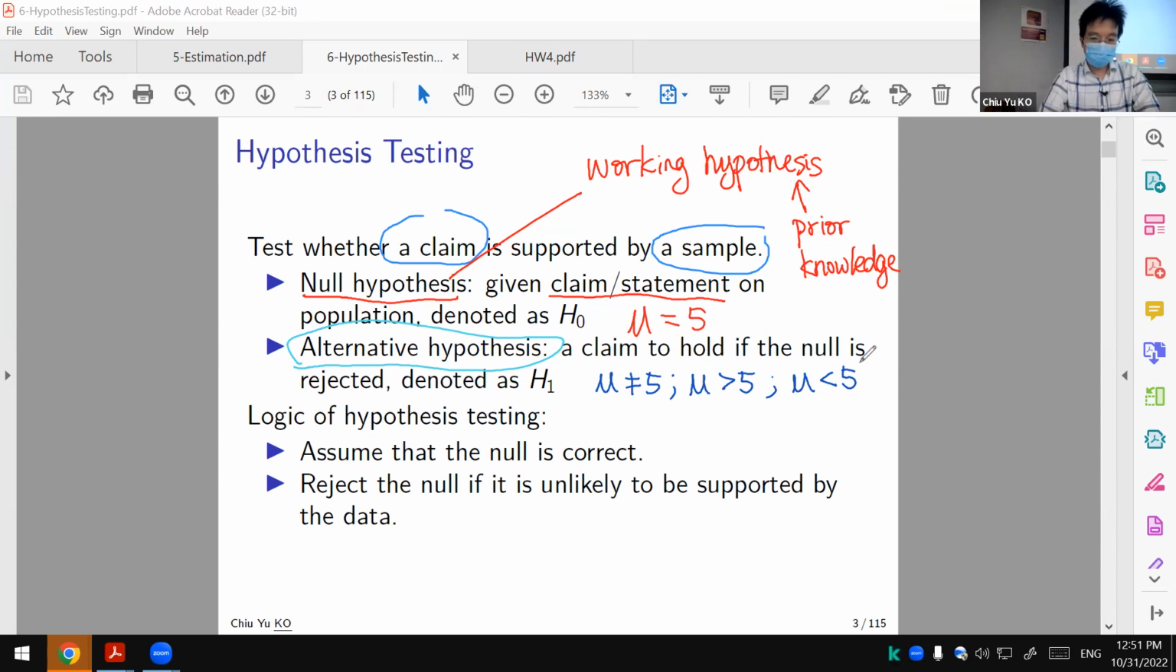So the idea, as in the courtroom, is that you assume your null is correct, and you would reject the null if the data is very unlikely to support it. I guess that should be no problem. Basically we just have the null and the alternative. Null is what you're working on. If the null is rejected, then the alternative is what you take on as your next null.